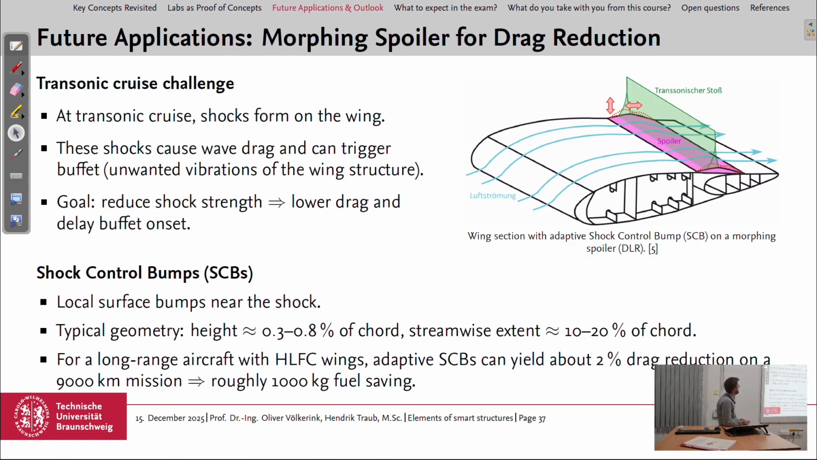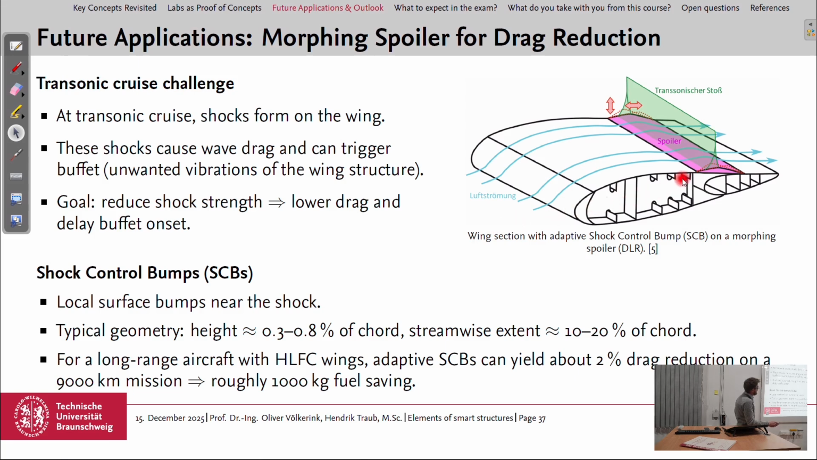Then another future application example: a morphing spoiler for drag reduction. At transonic cruise, shocks can form on the wing, and these shocks cause wave drag and can also trigger buffets, so unwanted vibrations of the wing structure. The goal was to reduce the shock strength to achieve a lower drag and also to delay the buffet onset.